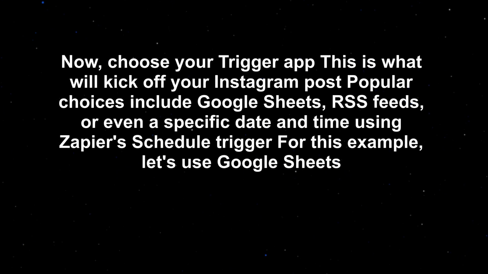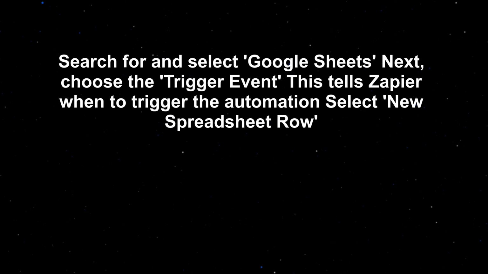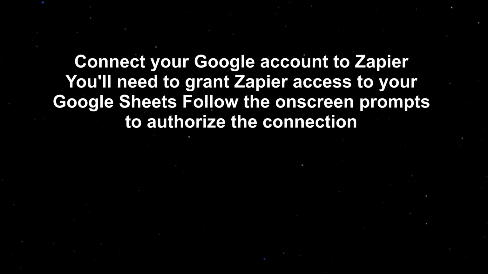For this example, let's use Google Sheets. Search for and select Google Sheets. Next, choose the trigger event. This tells Zapier when to trigger the automation. Select New Spreadsheet row. Connect your Google account to Zapier.